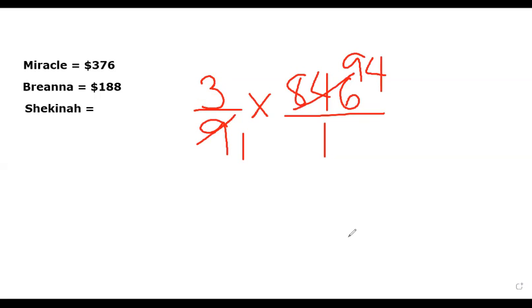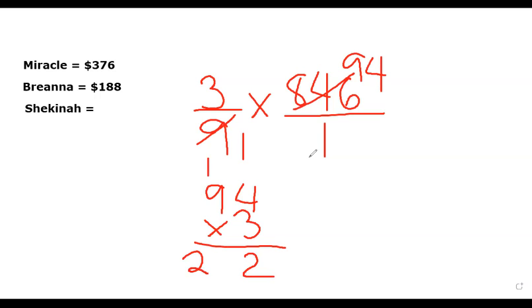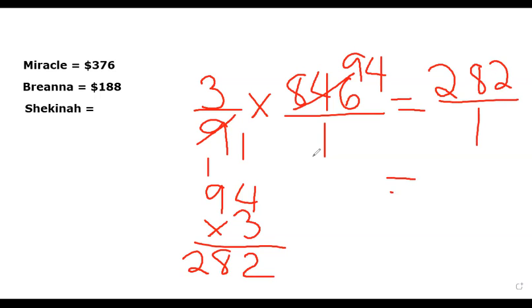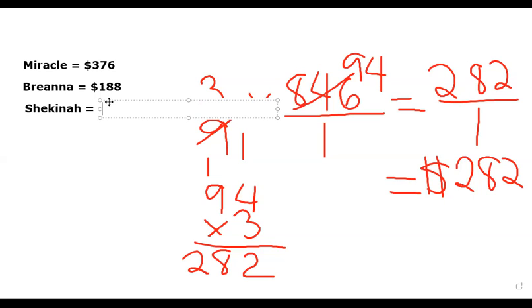And then we multiply 94. Let's clean that up. That doesn't look like a 9, that looks like a doodle. Okay, so we have 94 times 3. 3 times 4 is 12. 3 9s are 27 plus 1 is 28. So for Miss Shekinah in all her glory, she gets $282. Our answer is in fractional form, but we're going to convert it to a whole number. Any number divided by 1 is the value in the numerator position. Okay, so Shekinah gets $282.